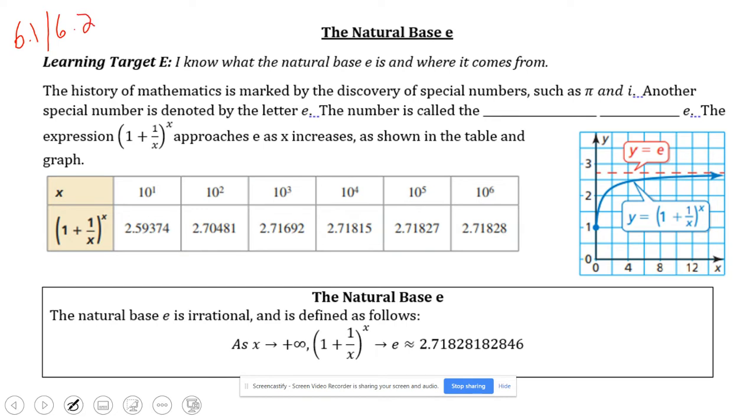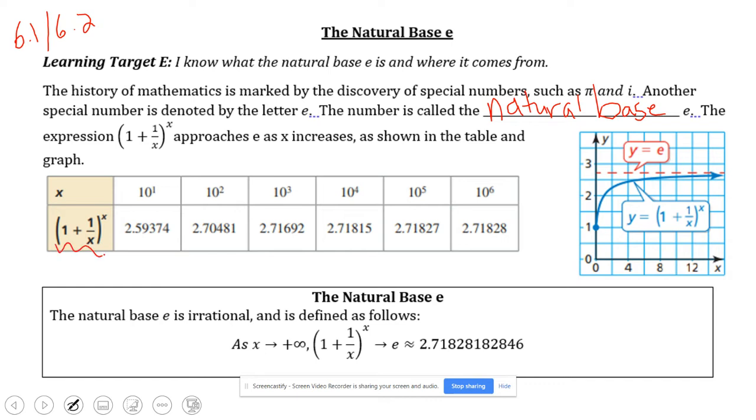And today we're going to add to our knowledge of exponential growth and decay by talking about the natural base e. So we have special numbers such as pi, 3.14, that go on and on and on. And then we have i, which is the square root of -1. And another special number is the letter e. This number is called the natural base e.